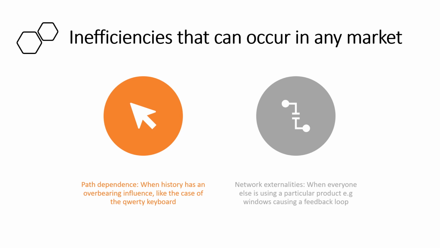So when history has an overbearing influence, that's called path dependence. And that kind of skews the market, right? Because you're not doing the most efficient thing. You're just following a historical relic.